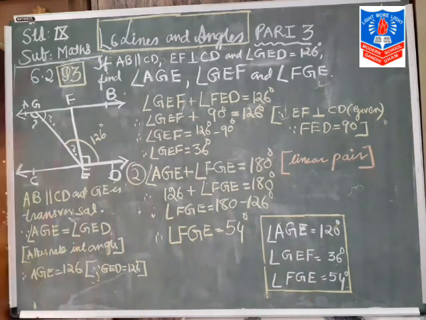Clear, children? First of all, if two lines are parallel, whichever angles are alternate angles, we can find them. Lines being parallel means alternate angles and corresponding angles are equal, and interior angles are supplementary. So with the help of these definitions, we can find the answer. So children, any doubt? Clear, children?